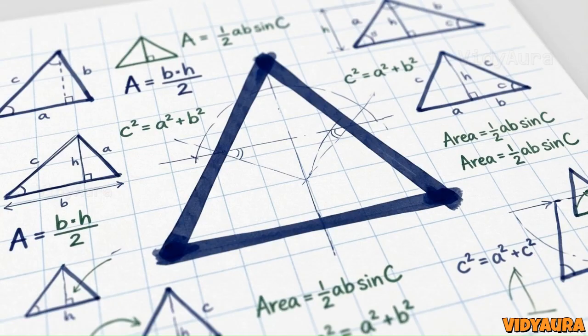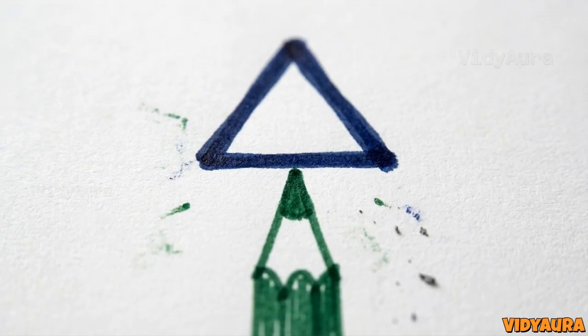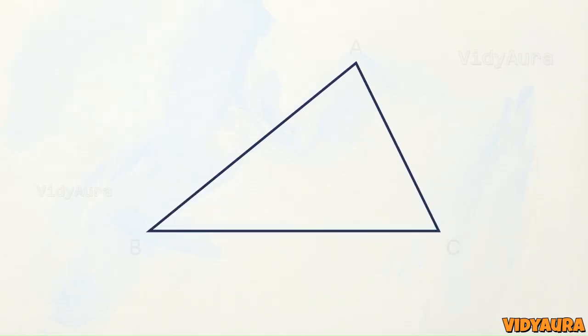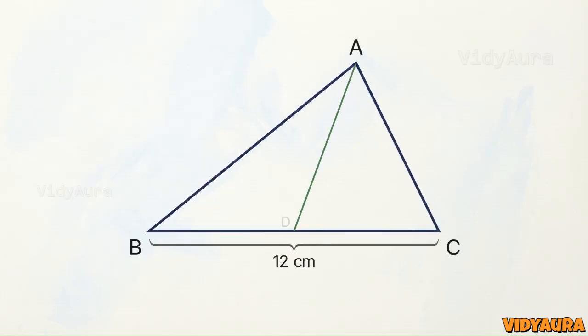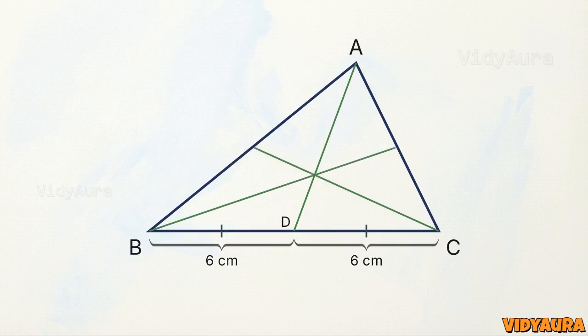A triangle's behavior is determined by its internal anatomy. These internal segments allow us to locate specific points, such as the exact center of balance. In this triangle, a median connects vertex A to the opposite midpoint, dividing a 12-centimeter base into two equal 6-centimeter segments. Drawing all three medians reveals they intersect at one specific point, the centroid, the geometric center of gravity.